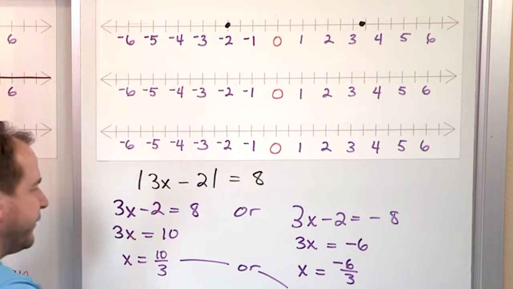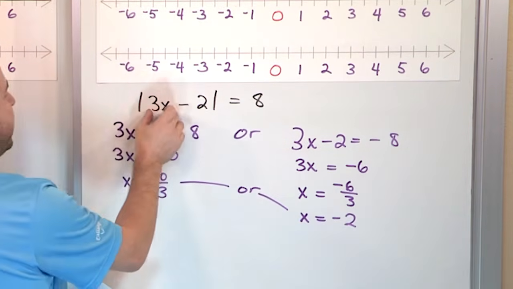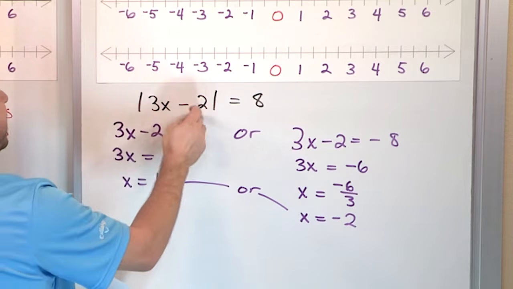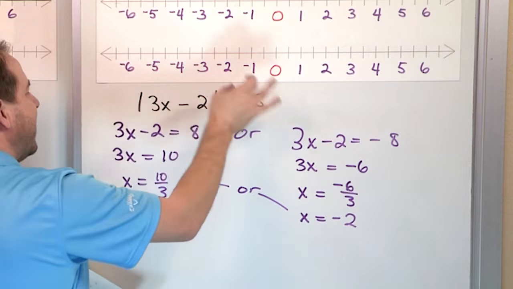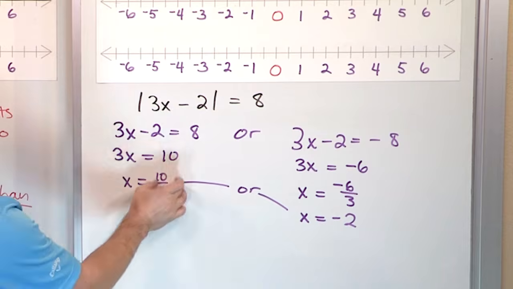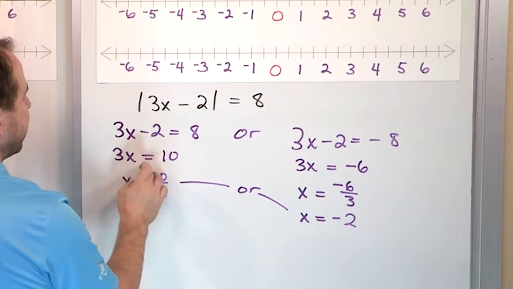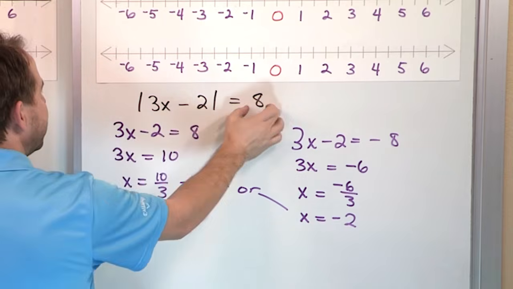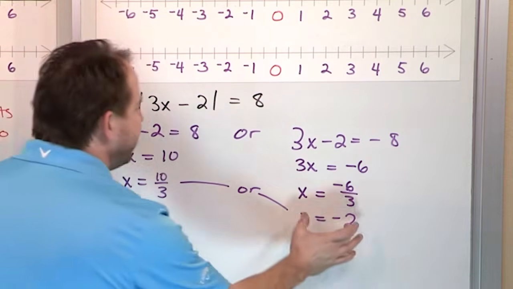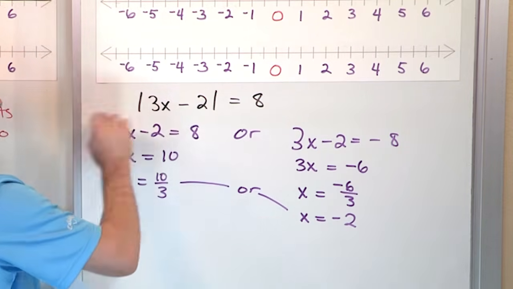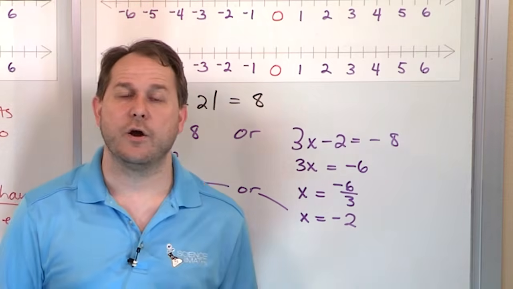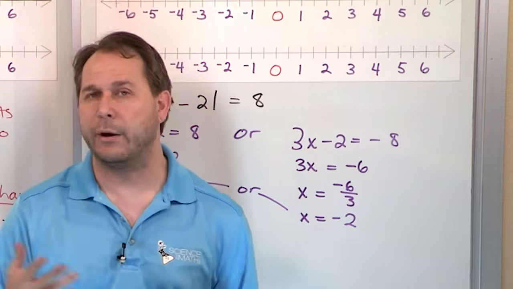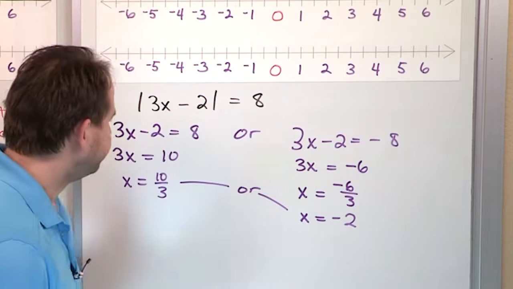And you can always check yourself. Put negative 2 in here. What do you get? 3 times negative 2, negative 6, minus 2, negative 8. Take its absolute value, you get an 8. Stick a 10/3 in here. 3 times 10/3, the 3's will cancel, you'll get 10. Minus 2 will give you 8. Take its absolute value, that'll give you the 8. That's why you have two answers, because the whole entire thing on the inside can either equal 8 or it can equal negative 8. Both are going to give you the same exact answer.